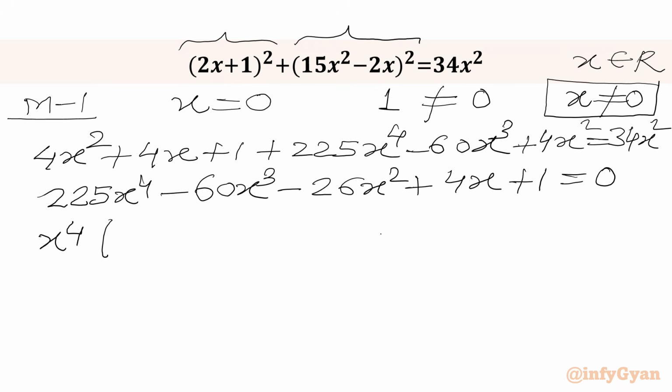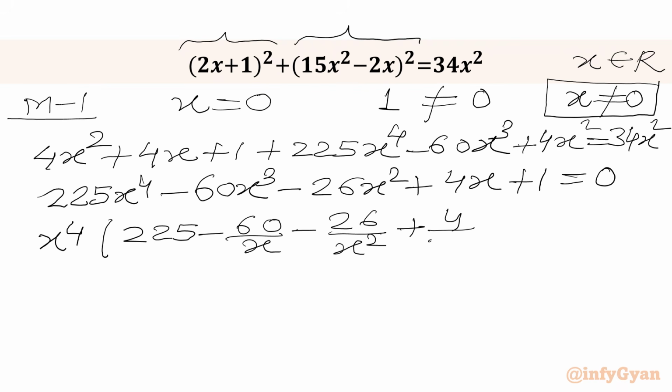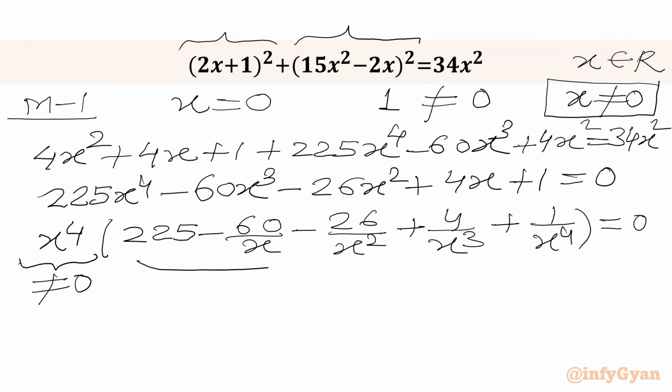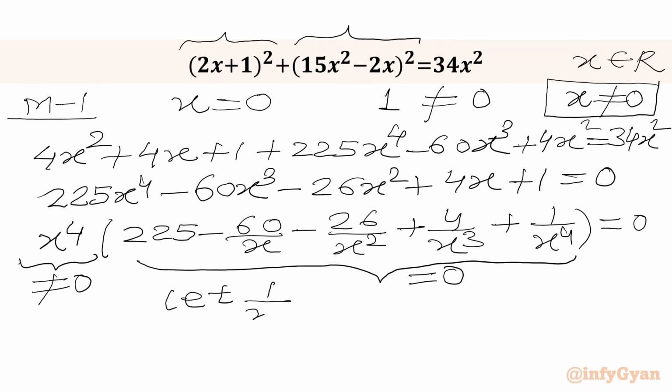So in the bracket we will be writing 225 − 60/x − 26/x² + 4/x³ + 1/x⁴ equal to 0. x cannot be equal to 0, so this bracket must be equal to 0. Now we will use our substitution. Let us say 1/x equal to y.